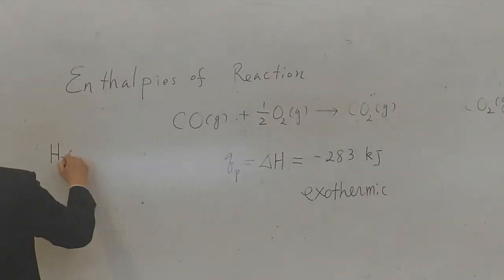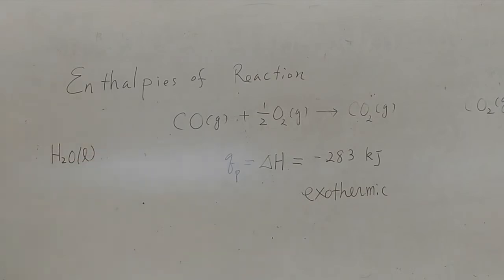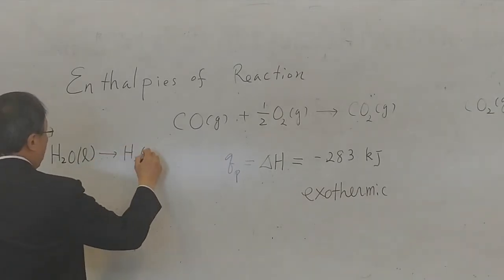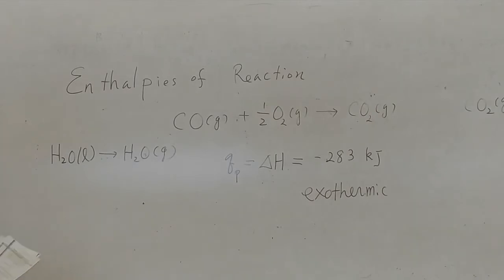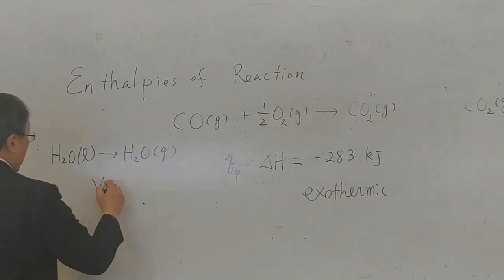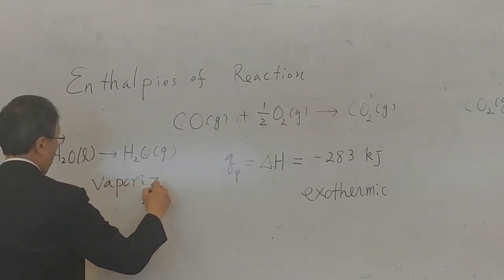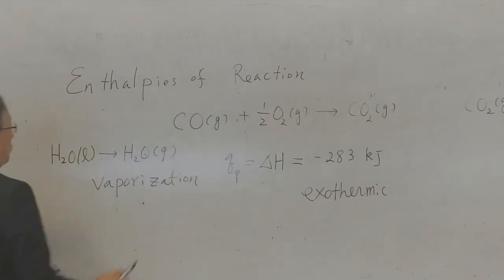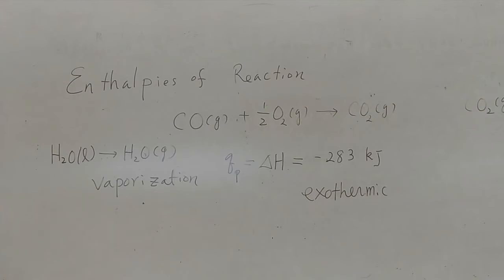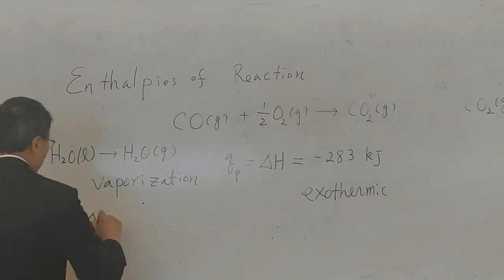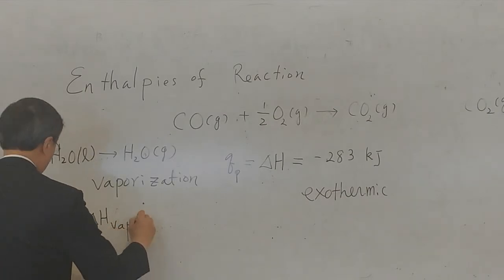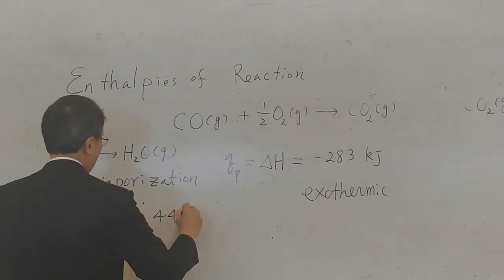H2O, the L means liquid state. So this converts to H2O gas. This we call the vaporization. To vaporize the water molecule from liquid state to gas state, they require energy. This we call delta H vaporization equal 44 kilojoules.